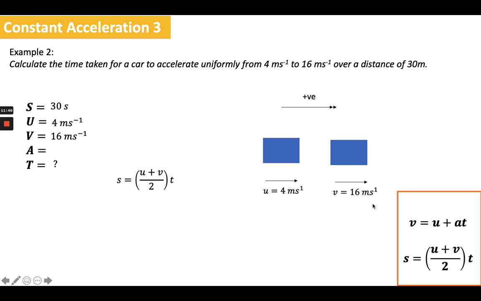Now, I'm going to write that equation down, and then I'm going to substitute and solve. Okay, S is 30, U and V are 4 and 16, and then I need to find T. Now, this one can look a little bit complicated. It's not. Solve the bracket and divide it. Nice and simple. 30 equals 10t, t equals 3 seconds. Easy as that. 2 more examples that are going to get slightly more difficult.